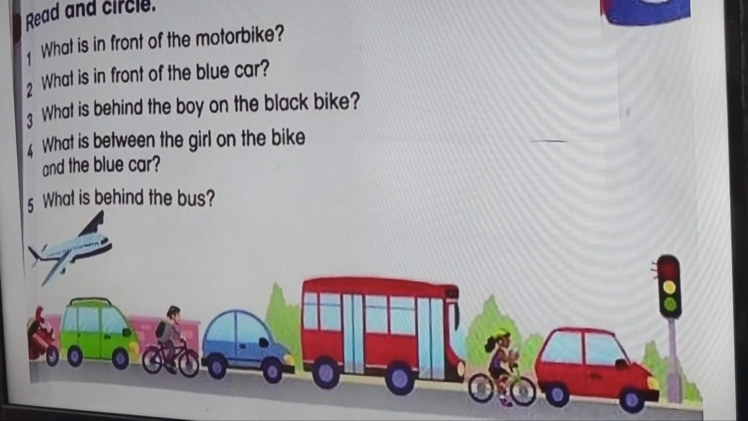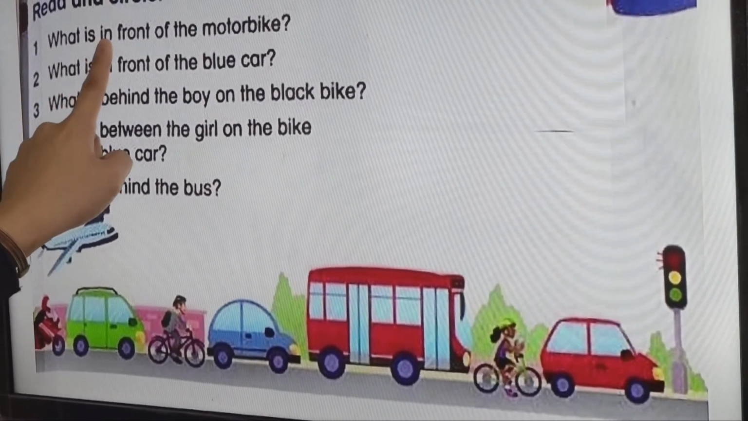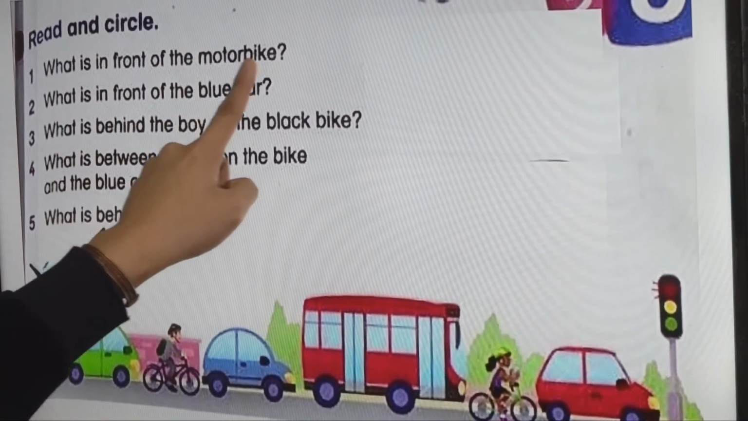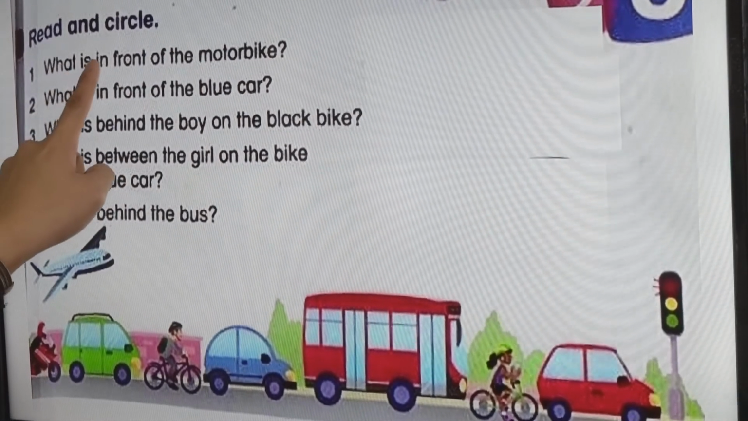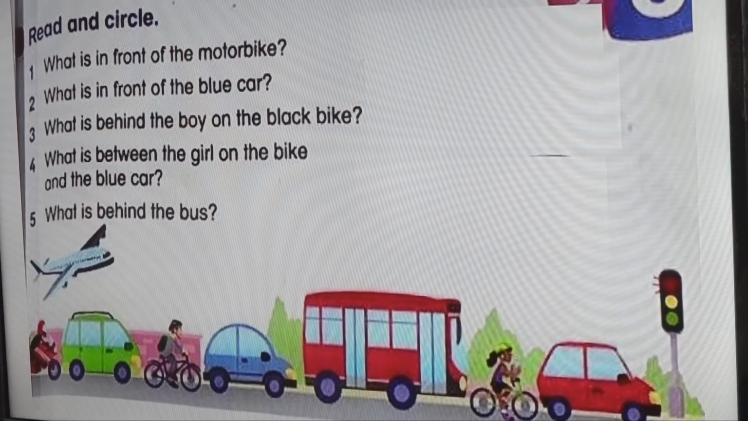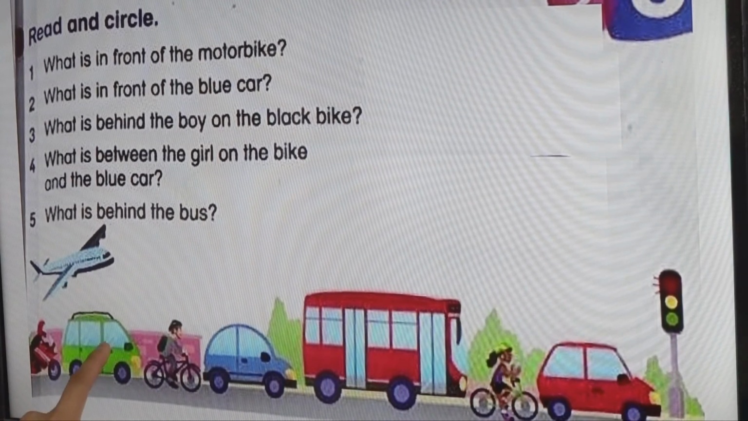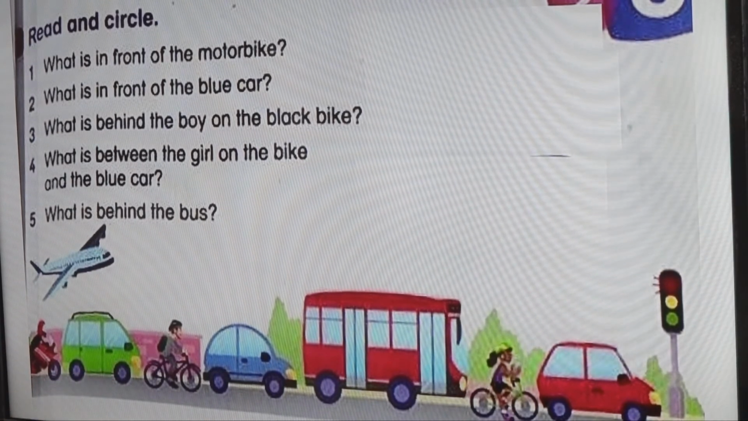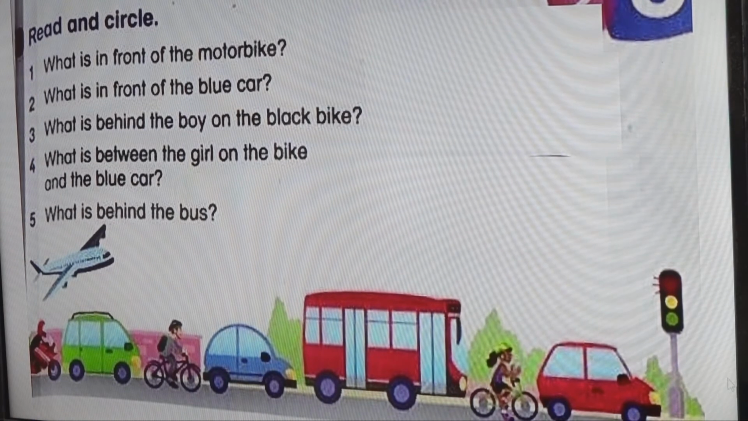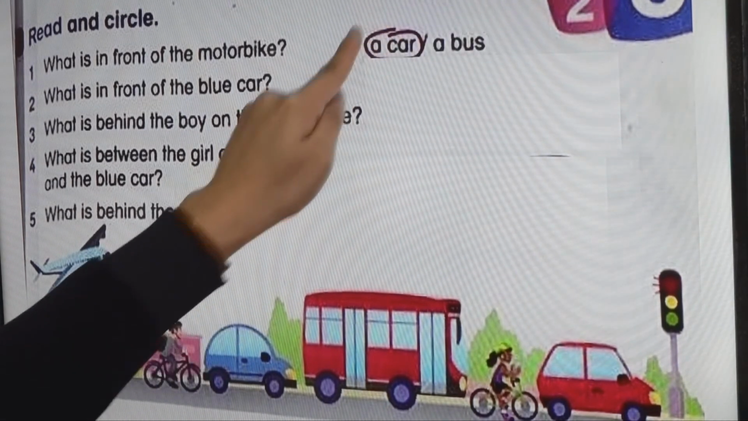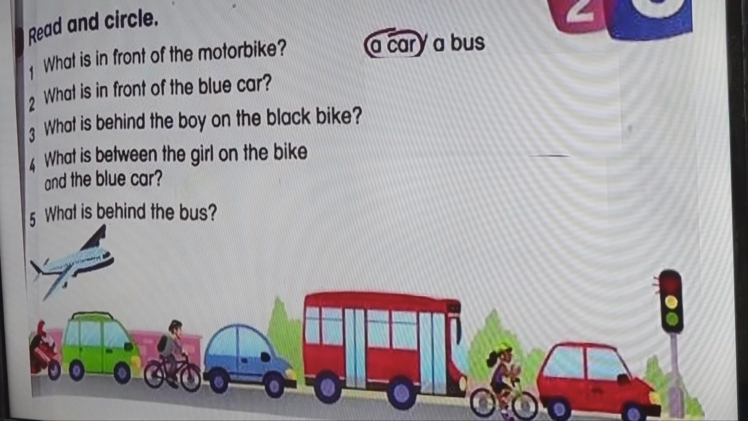Alright, let's read the example. What is in front of the motorbike? Again, what is in front of the motorbike? Where's the motorbike? Here, right? This is the motorbike. So what's in front of it? Is it a car or a bus? Let's see the answer. It's a car. We circle car. Alright, easy.